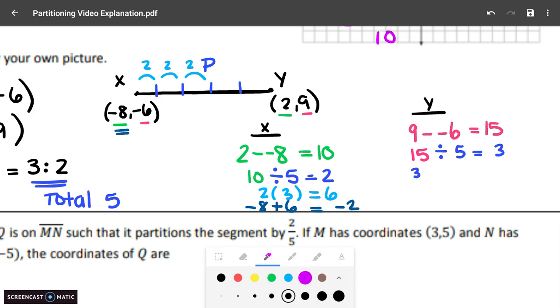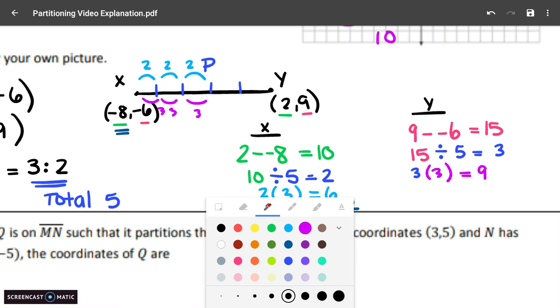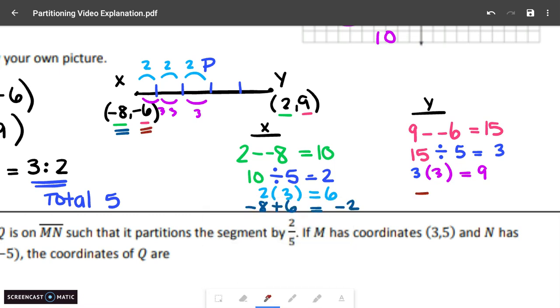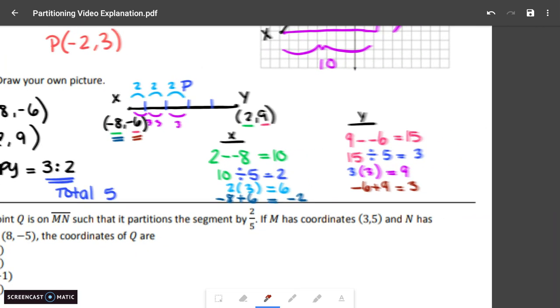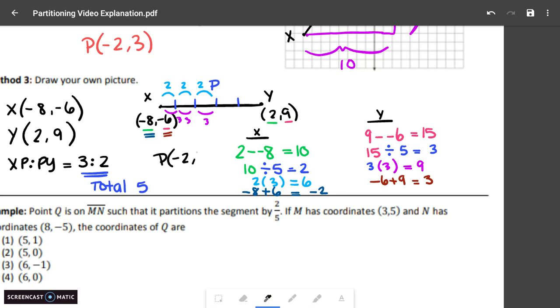Now, I'm changing the Y's by 3 each time, so it's changing 3, 3, and 3 for a total of 9. It's like 3 times 3 equals 9. And when I put this all together here, I'm going to add it to the first Y, so -6 plus 9 equals 3. And yet again, we'll find that our coordinate answer here, P, is at (-2, 3).